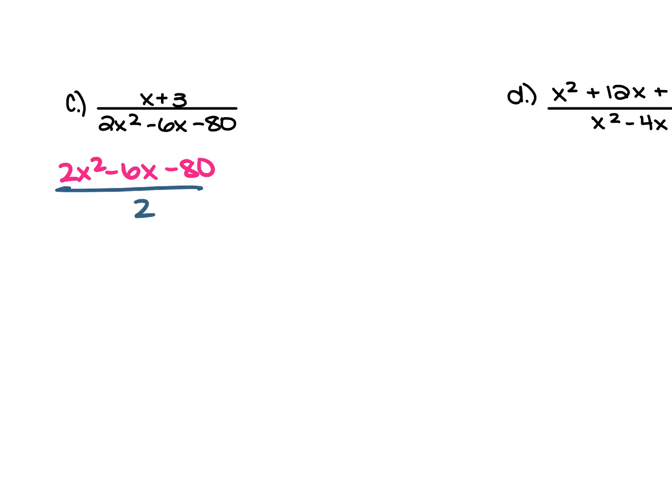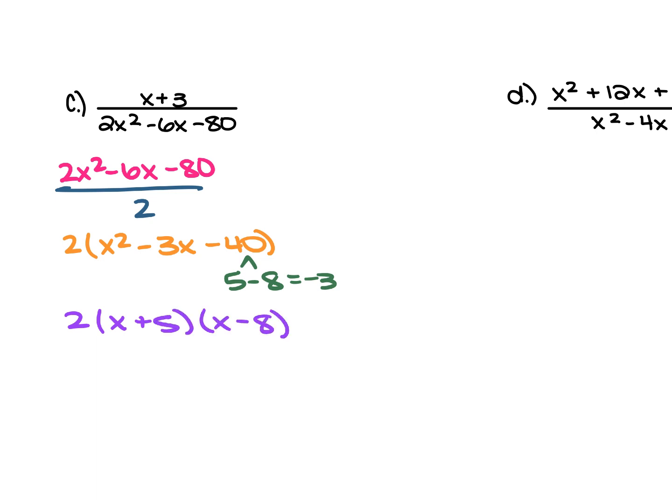Your greatest common factor is 2, so that gives you 2 times x squared minus 3x minus 40. Your factors of negative 40 that add up to be negative 3 are 5 and negative 8. So this factors to give you 2 times x plus 5 times x minus 8. You have 3 parts here, but that 2 does not have an x with it, so you're not going to count that. Instead, you'll just do a and b with the x plus 5 and the x minus 8. If the 2 had an x attached to it, you'd have an a, b, and a c. But since it doesn't, we're not going to work with it.